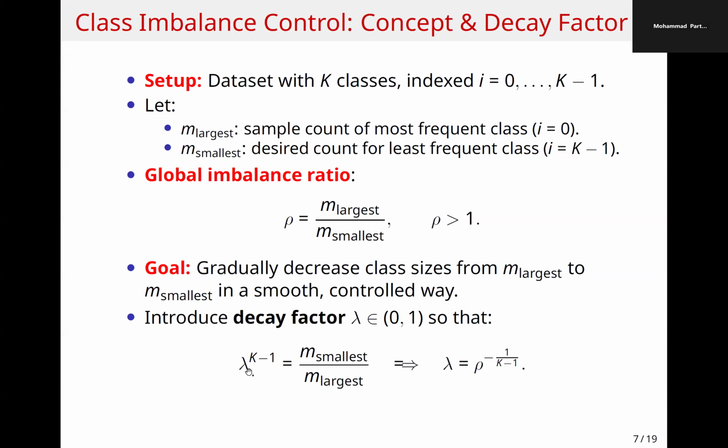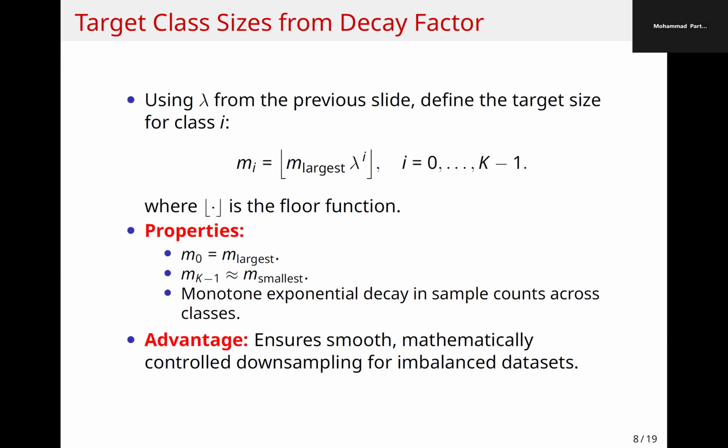We consider lambda to the power k minus 1 is equal to m smallest over m largest. So from here, lambda is equal to rho to the power negative 1 over k minus 1. So using the lambda from the previous step, we define the target size for each class as the floor function of m largest times lambda to the power i. So in fact, here we have exponential decay in sample count over classes.